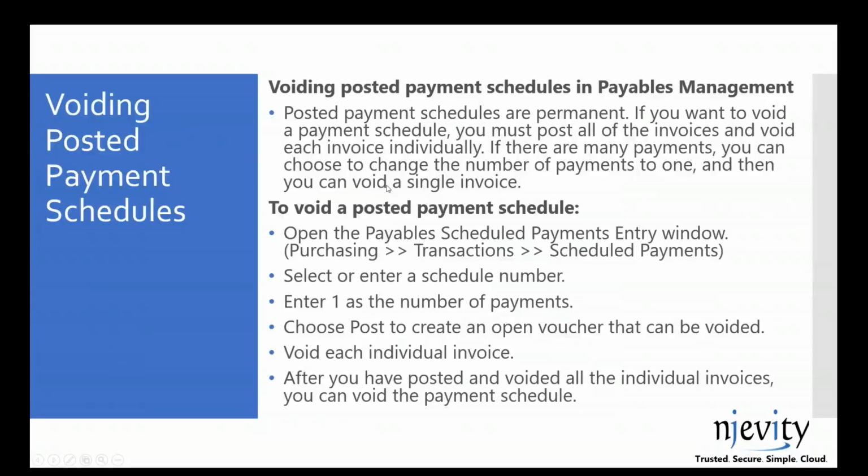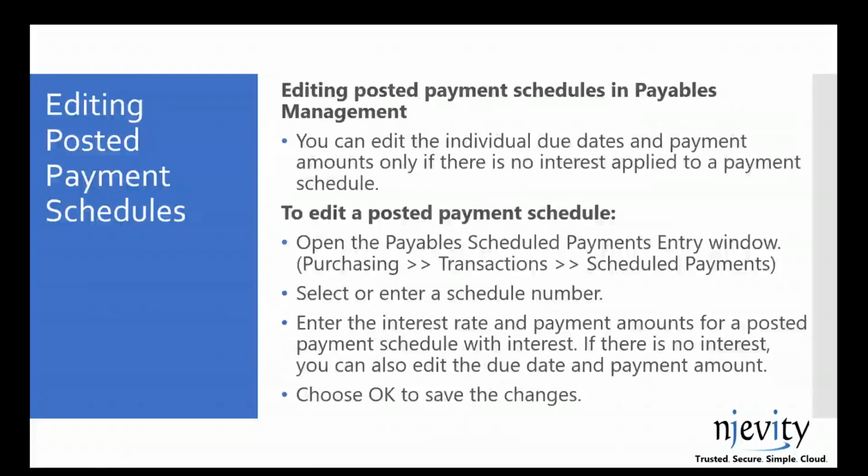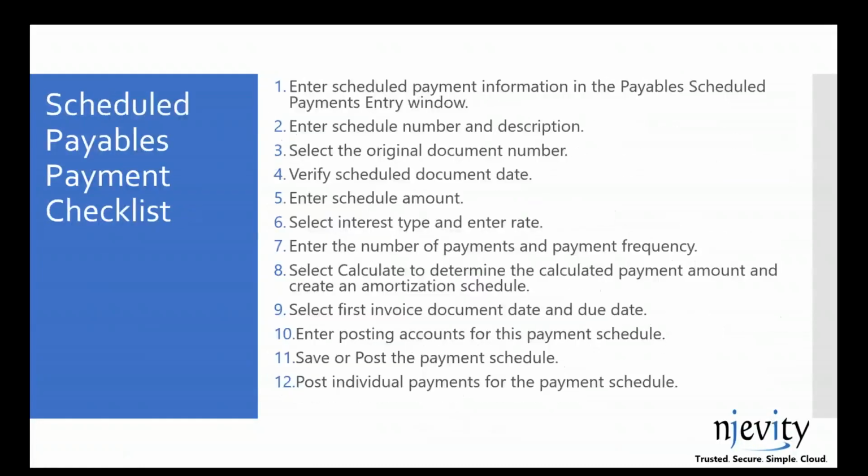If you need to void a scheduled payment, you do have to make sure they're all posted and void them individually. That's a little bit of a nuisance, but that's just the way you'd have to do it. And if you have a scheduled document out there that's not posted, just change the number of payments to 1 so you could post it and then void it that way. Just wanted to let you know that they are permanent fields out there. So that's something to pay attention to.